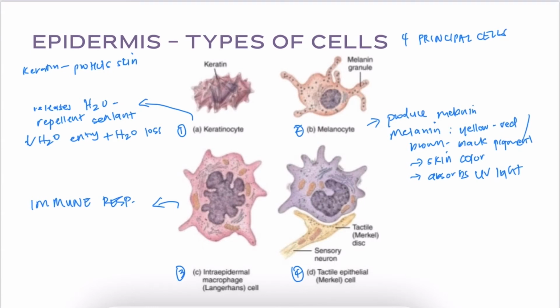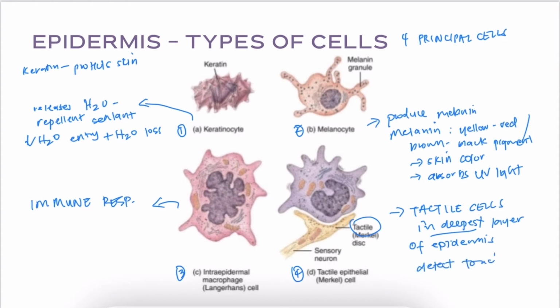And then we have our Merkel cell. These are tactile epithelial cells and are located in the deepest layer of the epidermis, where they contact the flattened process of a sensory neuron, which is a nerve cell. A structure called a tactile disc, so this is your Merkel disc. Tactile epithelial cells and tactile discs detect touch sensations.